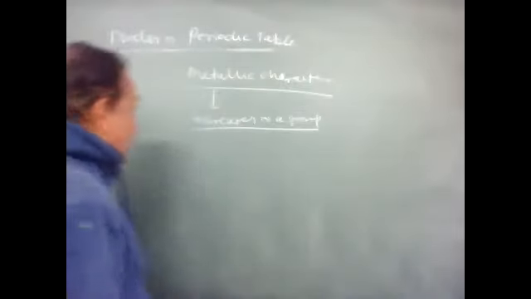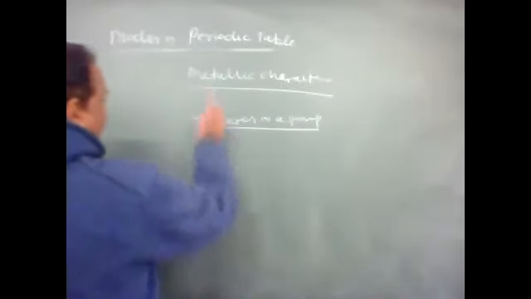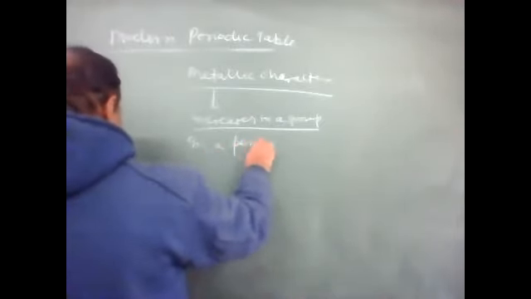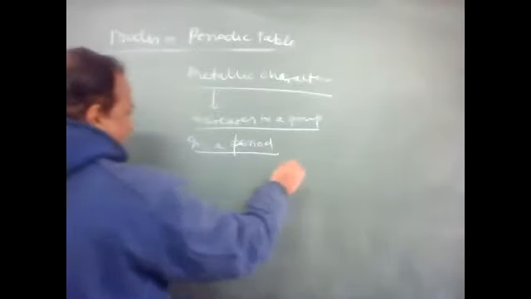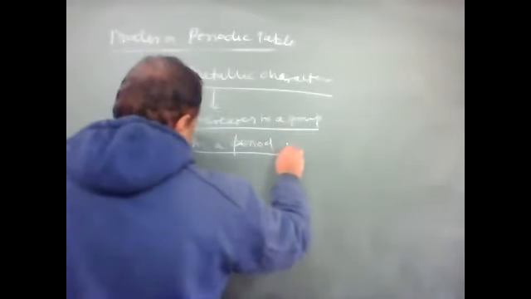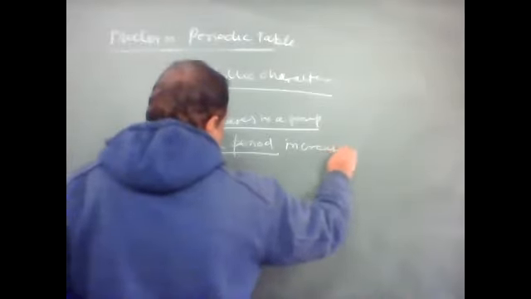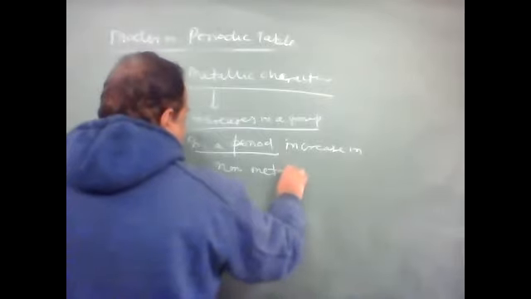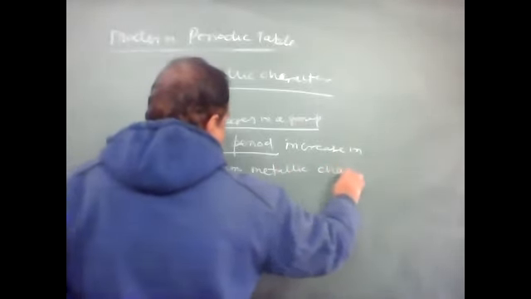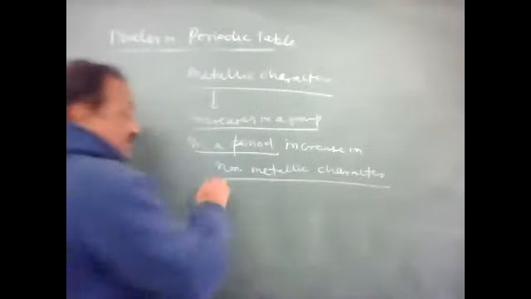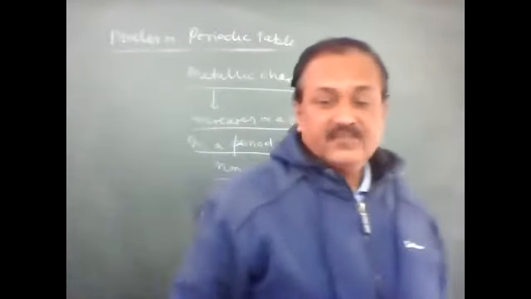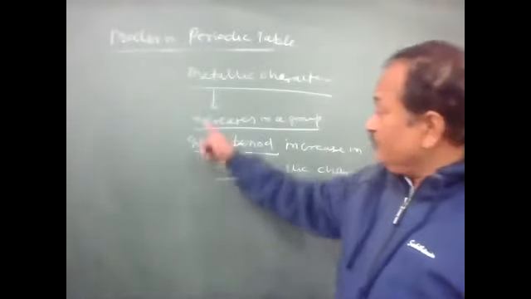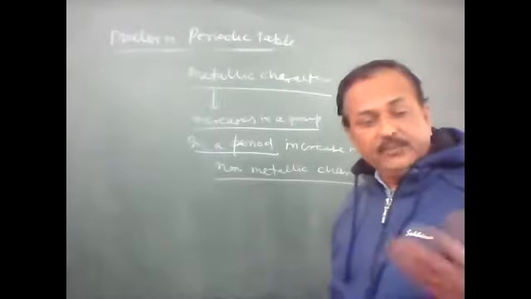And again, in a period there is an increase in non-metallic character. So there is just the opposite. Children, the character is just opposite. Why? Because moving from left to right in a period, atomic size decreases.